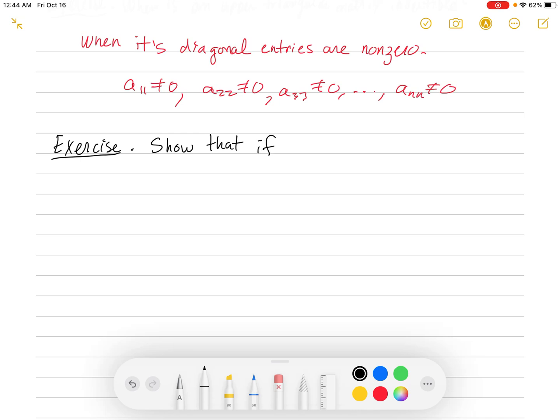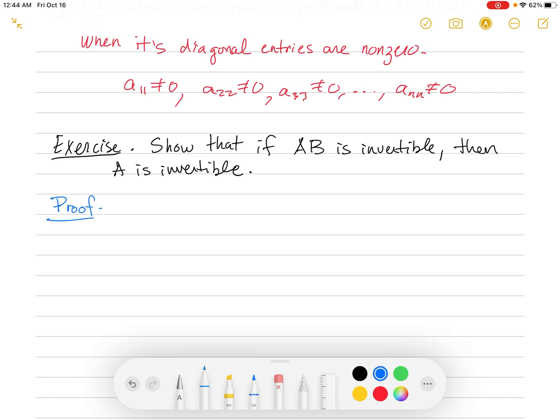Show that if AB is invertible, then A is invertible. This is basically a proof. If AB is invertible, then A is invertible, so you're proving an if-then statement. Anytime you're proving an if-then statement, you assume the part after the if, and you want to arrive at the part after the then. So we're going to assume that AB is invertible.